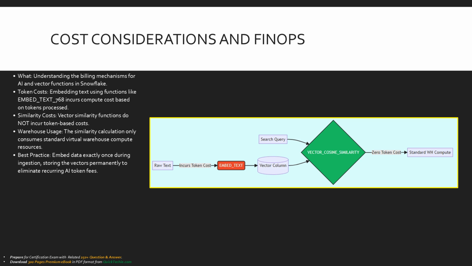On the left, converting raw text via the embed text function incurs a one-time token cost, highlighted in red. The resulting data is saved in the vector column. Later, when a search query arrives, it triggers the vector cosine similarity engine against that stored data. As highlighted in green, this path incurs 0 token cost. It solely utilizes standard warehouse compute, making high-volume read queries incredibly cost-effective.